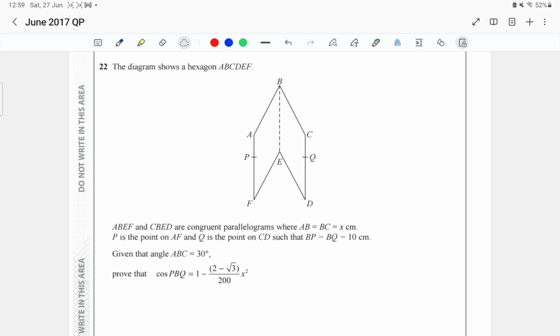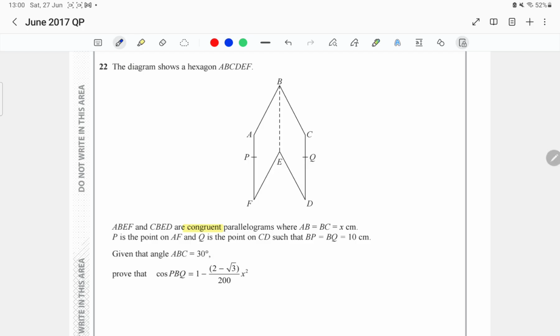The diagram shows a hexagon ABCDEF. ABEF and CBED are congruent parallelograms, where AB equals BC equals x centimeters. So what does congruent mean? Congruent means they are the same, exact same. So size, length, ratio, 1-to-1. P is the point on AF and Q is the point on CD such that BP equals BQ equals 10 centimeters. Given that angle ABC equals 30 degrees, prove that cos PBQ equals this expression.